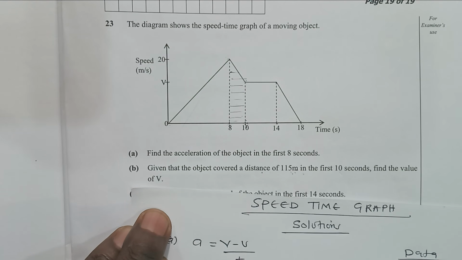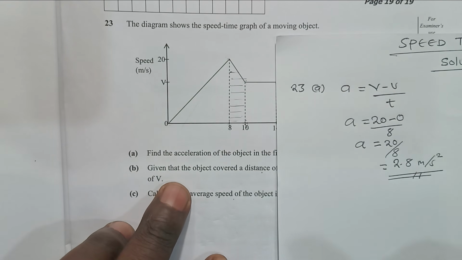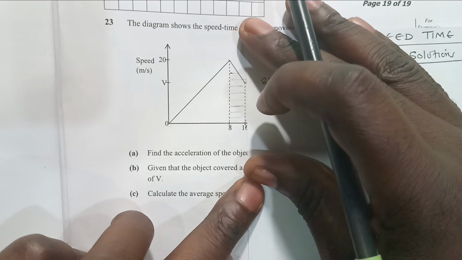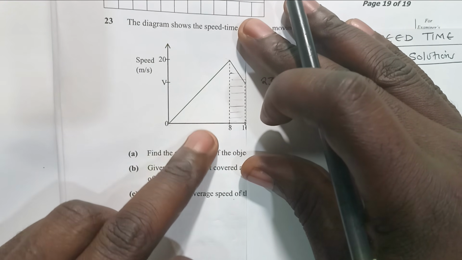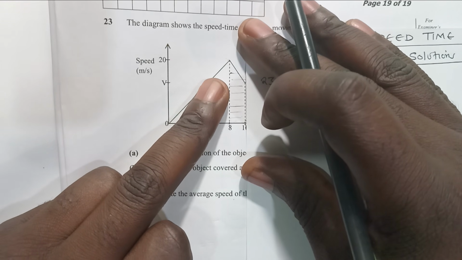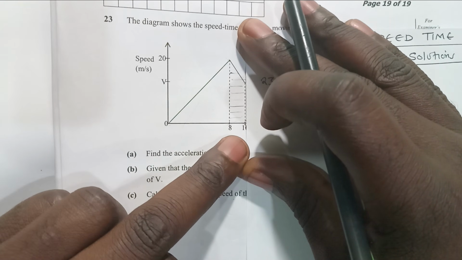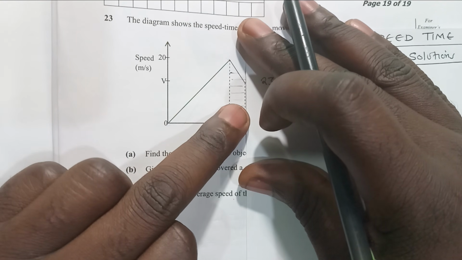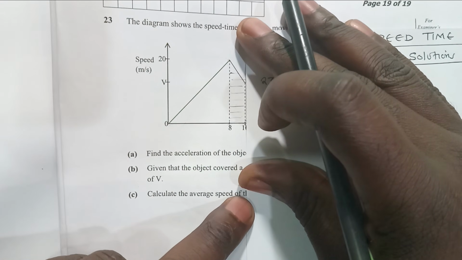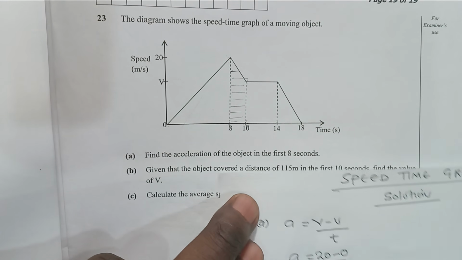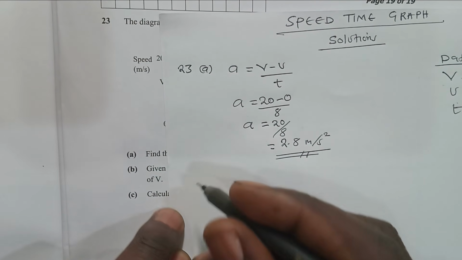We understand that under a speed time graph, the area represents distance. Okay, so we're going to find the area up to this part of the diagram. The first part represents a triangle. Then the other part, which for the sake of demonstration has been shaded a bit, represents a trapezium. So we are going to find the areas of the two parts, which when added should equal the distance which has been given in the question, which is 115. So let's do that. Part B.